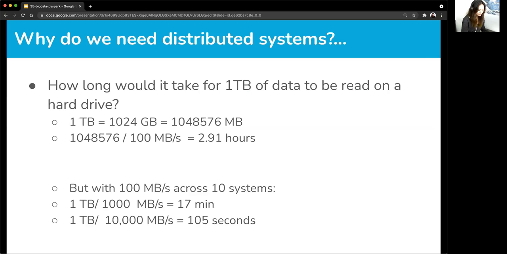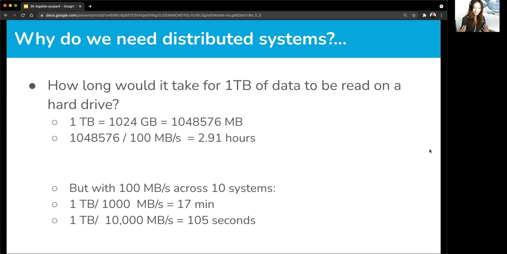Right, so how do computing systems deal with big data? It actually does that via distributed systems. You can conceptualize that as, imagine you are doing a task. Distributed systems just split up that task amongst multiple workers. As an example, take 1 terabyte of data to be read on a hard drive. 1 terabyte is roughly 1 million megabytes. If you have a read speed of 100 megabytes per second, it would take almost 3 hours to just read 1 terabyte of data.